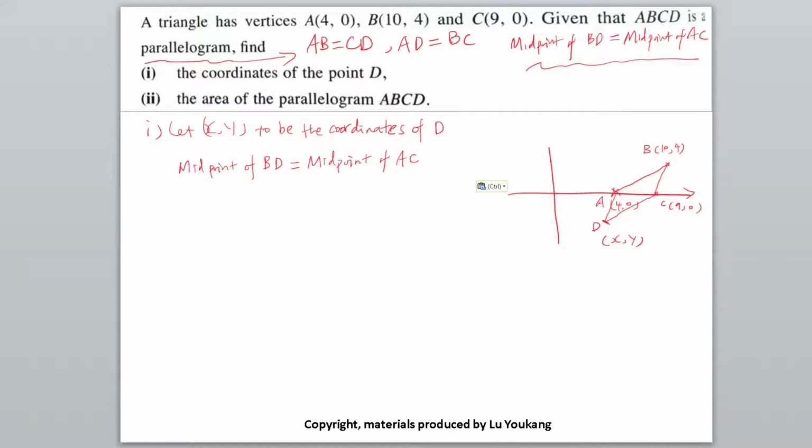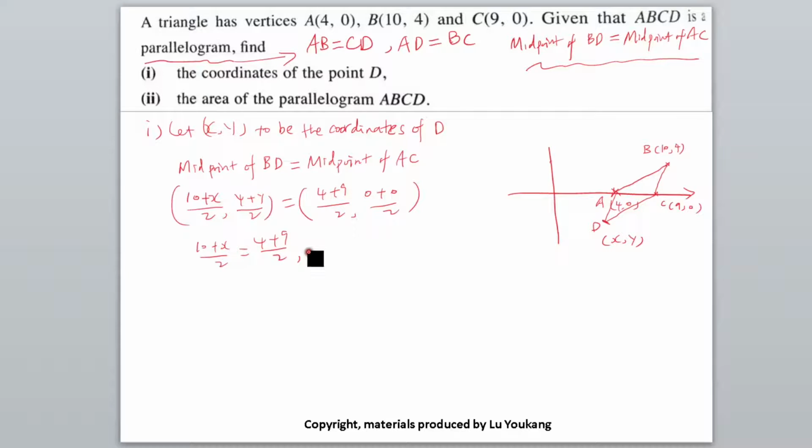get this concept right. So let's let x, y be the coordinates of D, and with midpoint of BD equal to midpoint of AC, we can simply form an equation. Therefore, the midpoint of BD is (10 plus x over 2, comma 4 plus y over 2), which equals the midpoint of AC. So for the x coordinate, 4 plus 9 over 2, and then for the y coordinate, 0 plus 0 divided by 2.